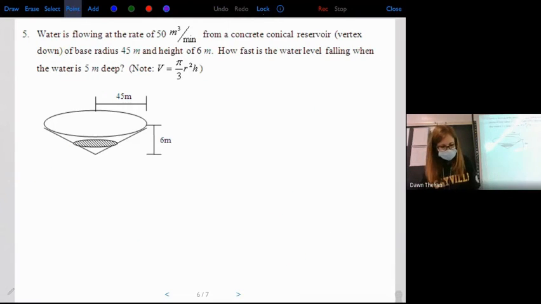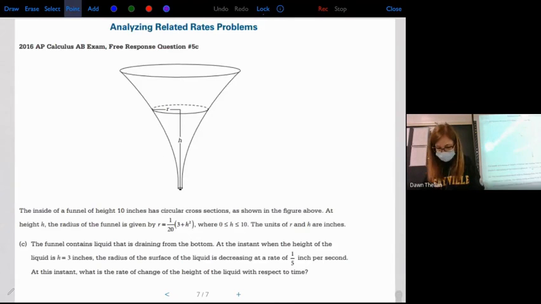Because I know we're not going to get to all of these in our last minute, I'm going to have us skip over 5 and jump to this last question, because this is one that the College Board put out, and I really like how they have us break down this question here. It says, inside a funnel of height 10 inches has circular cross sections as shown in the figure above.